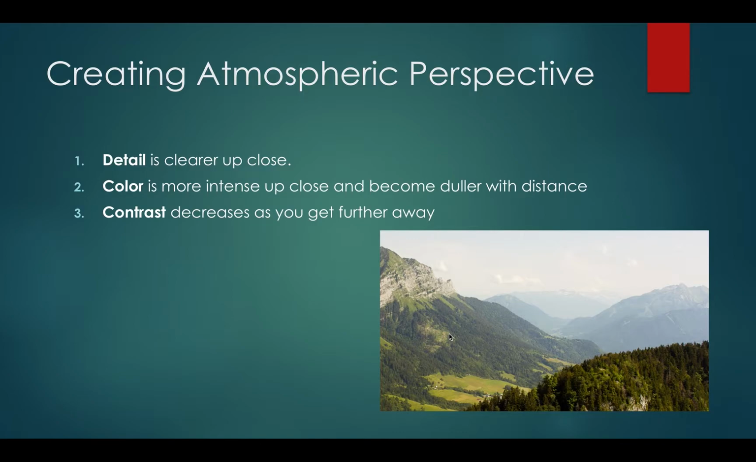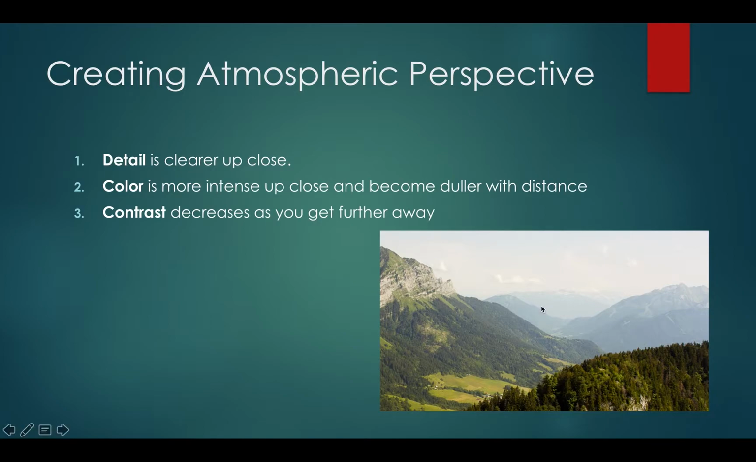The things that are closer to us have more detail. The things that are closer to us also have more intense coloring. The further away we get, we lose some detail. Part of that's just because our eyes can only see so far. But part of that is also as that fog becomes thicker and thicker the further away we go, as we're looking through more of that, we lose those details. We also lose color, meaning that it becomes more dull, it becomes more gray the further away we get.